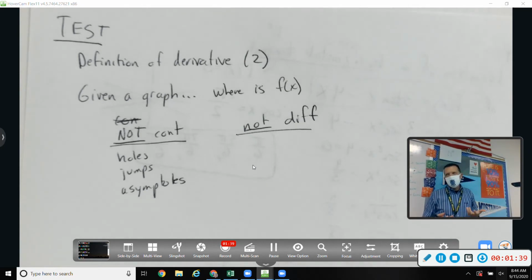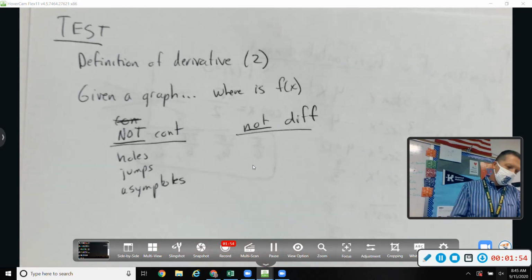Continuous is pretty easy though, because you have an intuitive feel for what continuous means. Like if you can draw it without lifting your pencil, it's continuous. If you got to stop and jump up somewhere, or stop and make a little hole, stop and make an asymptote, then it's not continuous. So most people are good on that reason.